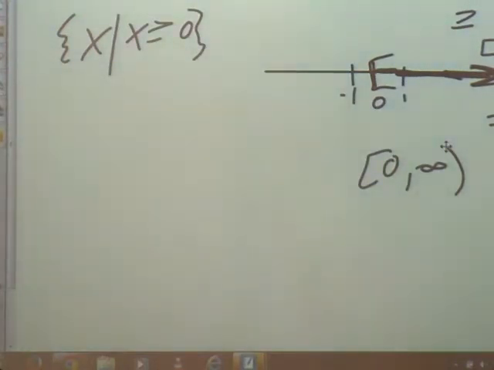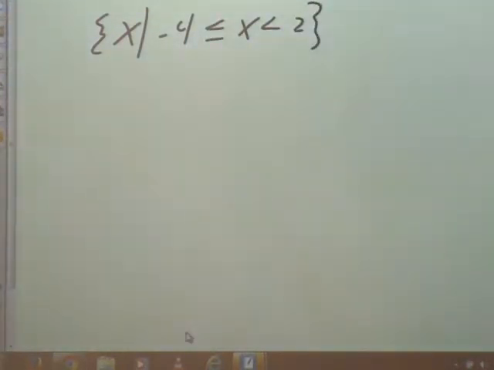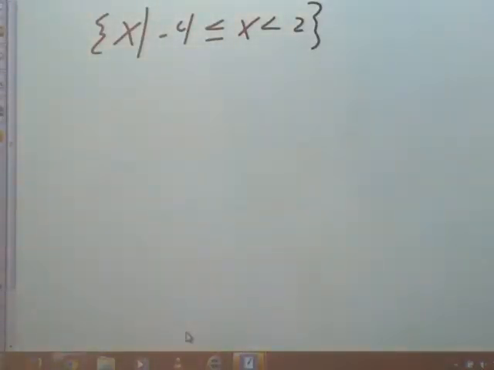One more of those. This one's going to be a double. Got a double waiting here. Set of all numbers x such that -4 is less than or equal to x is less than 2. Directions are the same. We want to write that in interval form and we want to graph it. Now, before I graph it, I'm going to graph it again first.